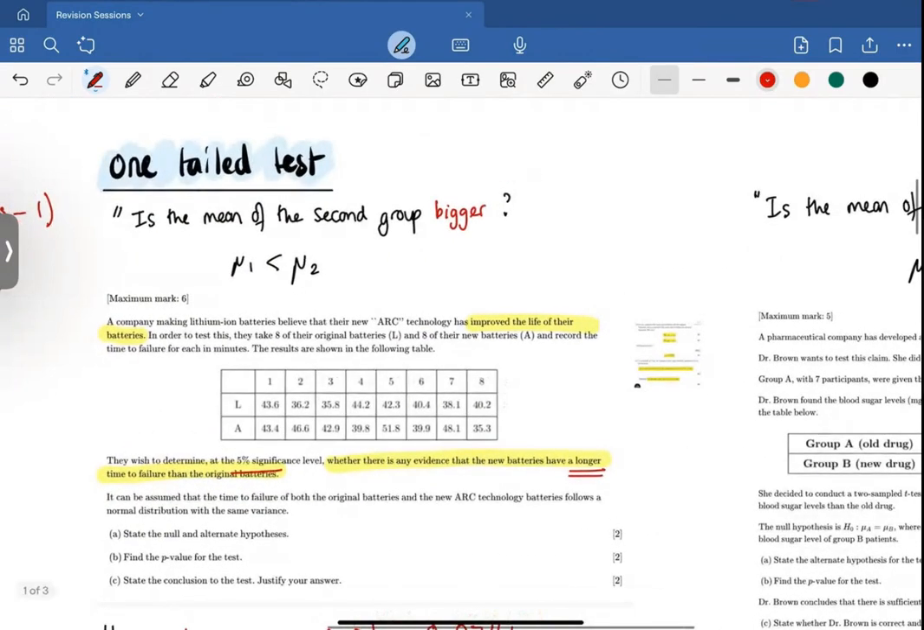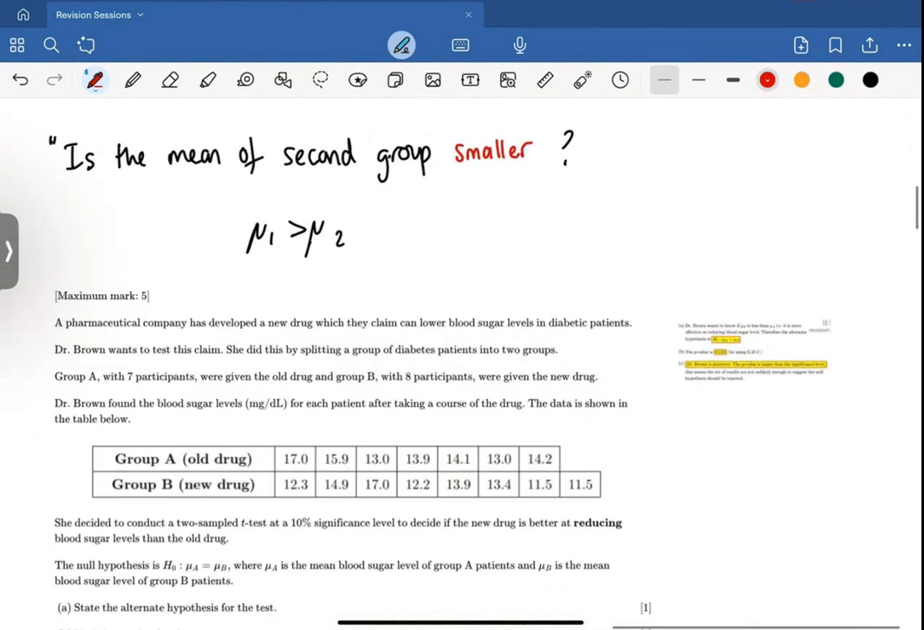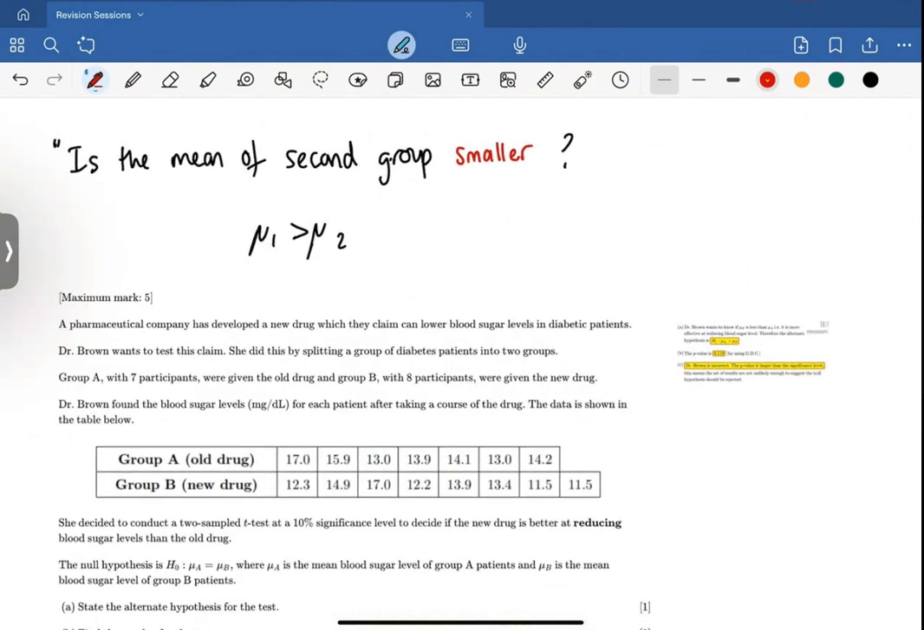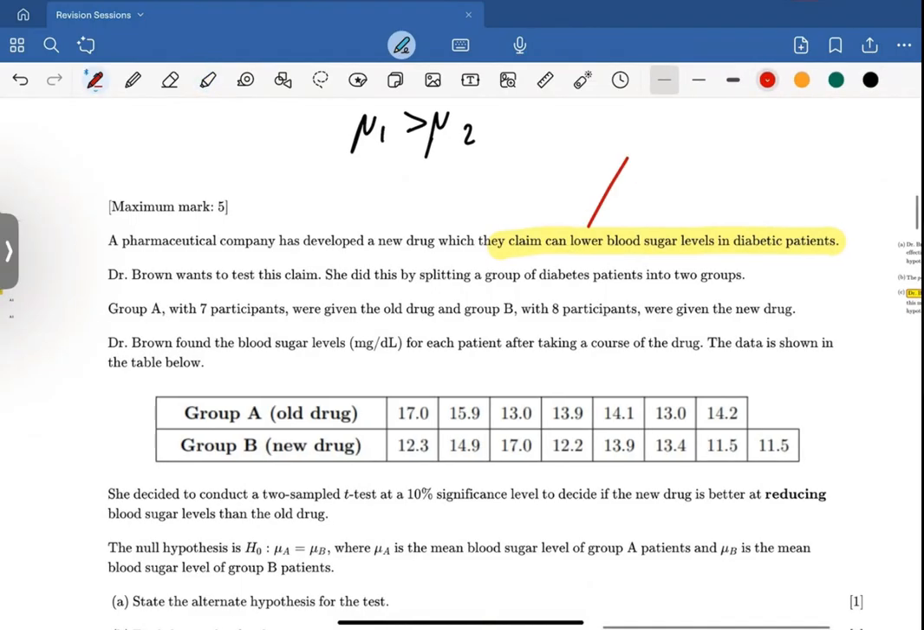Okay, so that's the one-tailed test. It's one of the groups is going to be bigger than the other. So we've done that the second group is bigger. Let's see if we can do one where we think that the second group is going to be smaller. So let's see if we can spot that in this question. So we've got a pharmaceutical company. They've got a new drug which they claim can lower blood sugar levels. Okay, so there's that clue. They think that the second group is going to be lower.